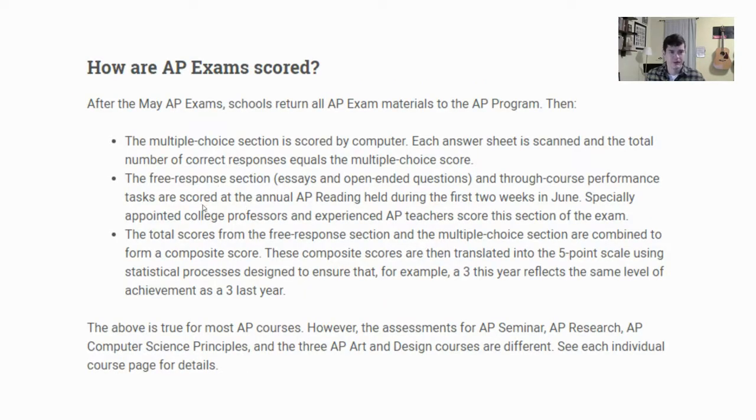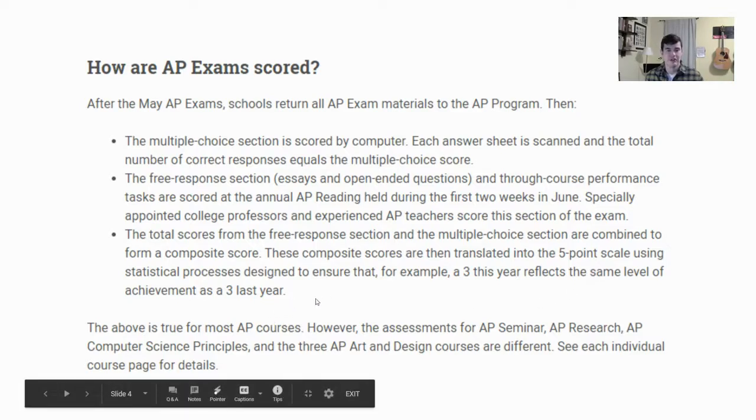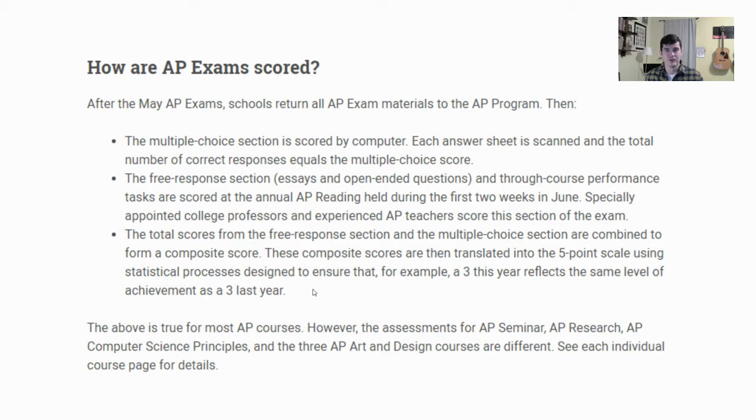Here we go. So this is all stuff I've said. The total scores from the free response section and the multiple choice section are combined to form a composite score. These composite scores are then translated into the 5-point scale using statistical processes designed to ensure that, for example, a 3 this year reflects the same level of achievement as a 3 last year. So they're trying to make sure that scores are consistent in the level of skill, that a student who earns a 3 in 2021 would have earned a 3 on the test that was given in 2017.